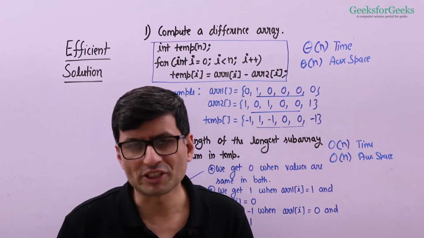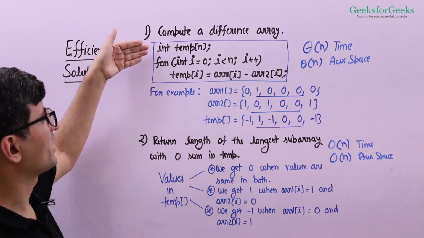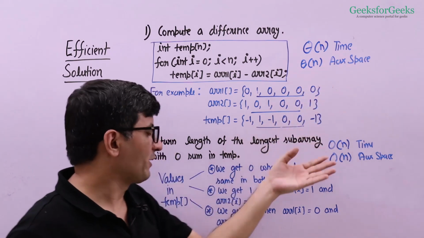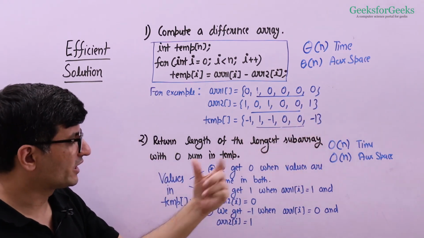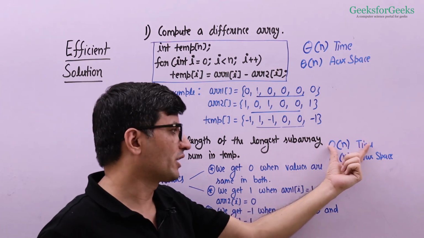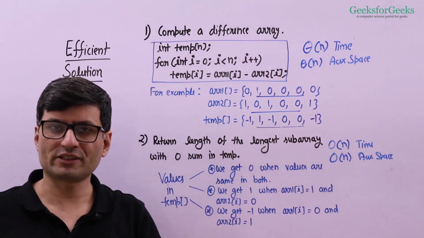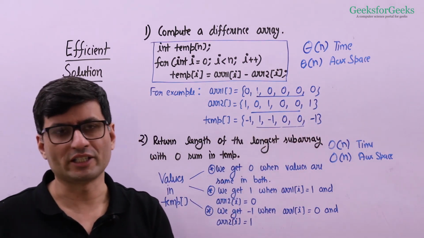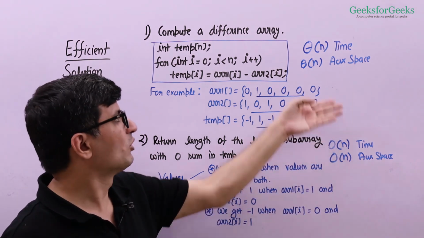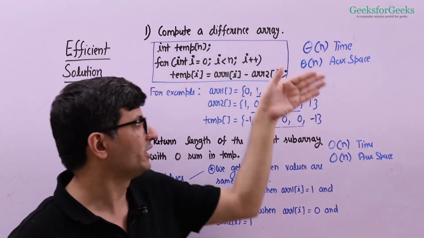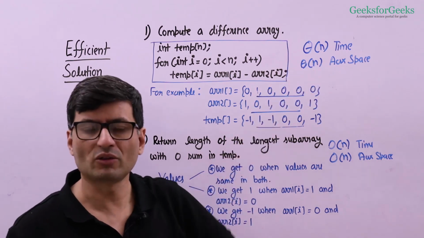Now what is the time complexity of this? See, the first step clearly takes theta n time and theta n auxiliary space. And we have already discussed this problem earlier. The second step is going to take big O of n time and big O of n auxiliary space. So we can say this solution takes theta n time and theta n auxiliary space overall. Big O of n plus theta n can be written as theta n or big O of n. So we can say theta n time and theta n auxiliary space.